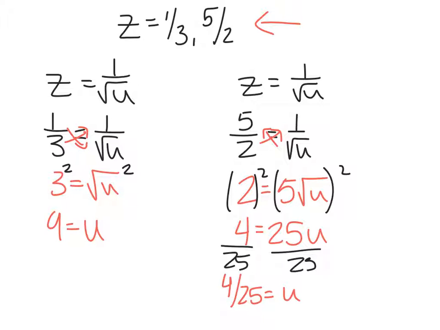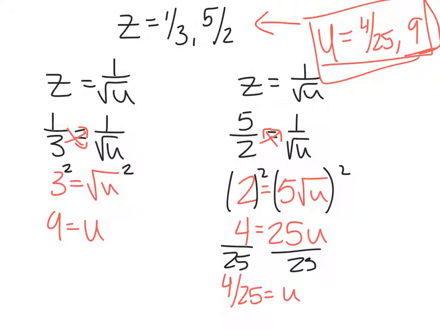So your final answer, u is equal to 4/25 and 9. I'm really glad I'm going to be in class tomorrow so I can help you guys figure out what to let z equal, because that's always the hardest part.